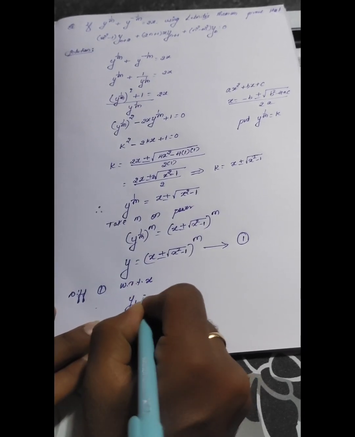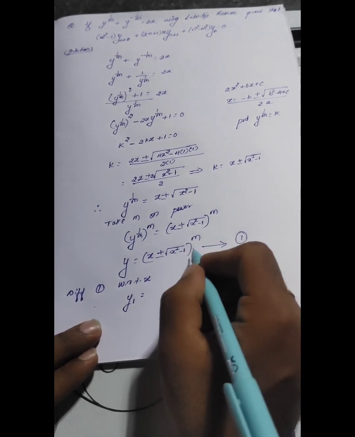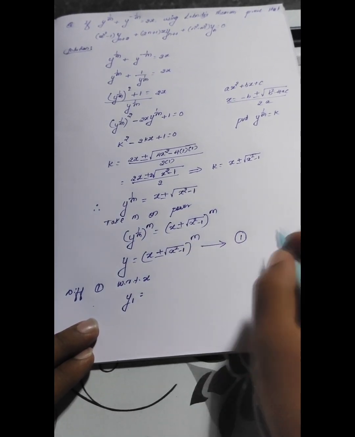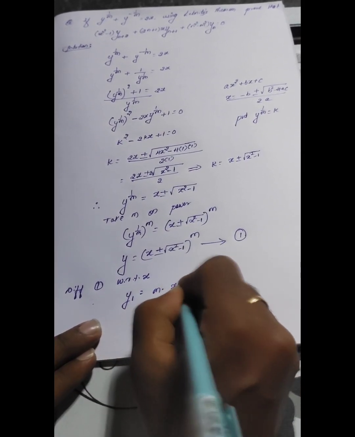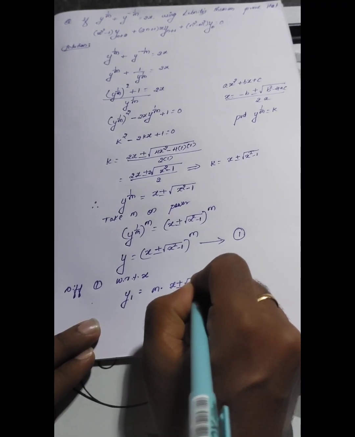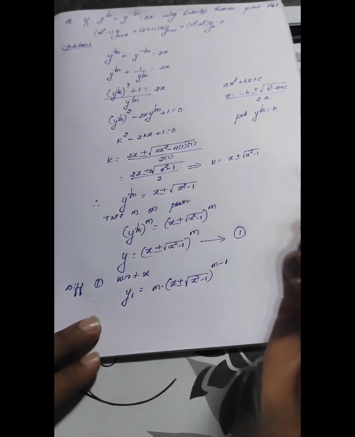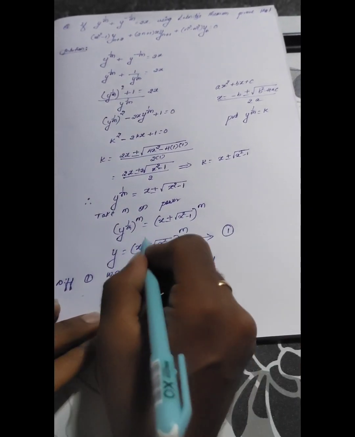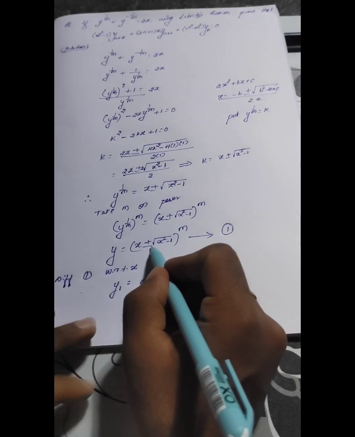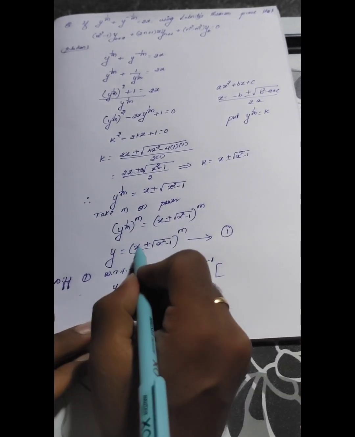y1 will be equal to, see here, (x plus root of x square minus 1) raised to m. So this is of an exponential form, x raised to n, and that will become n x raised to n minus 1. So that will become m into (x plus root of x square minus 1) raised to m minus 1, into, applying the chain rule, the derivative of x plus or minus root of x square minus 1, which we have to take. So we have to take the derivative of this term also.